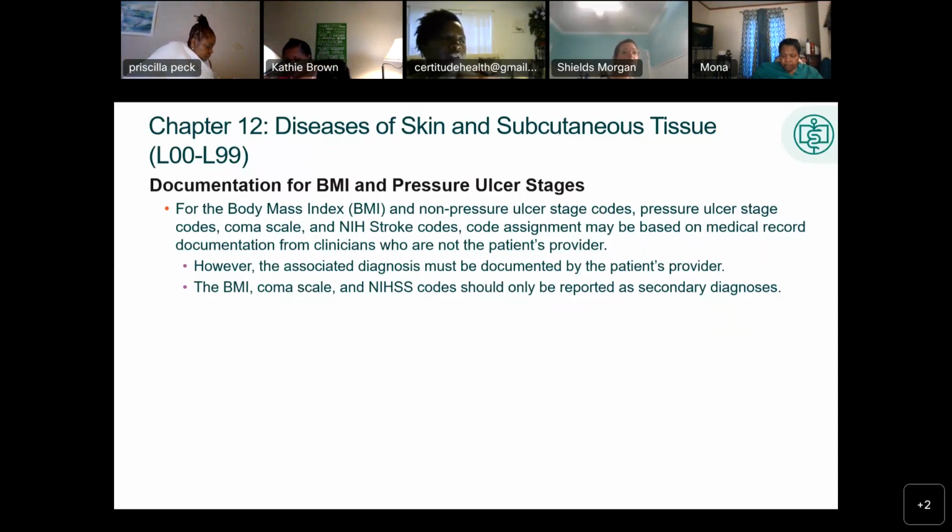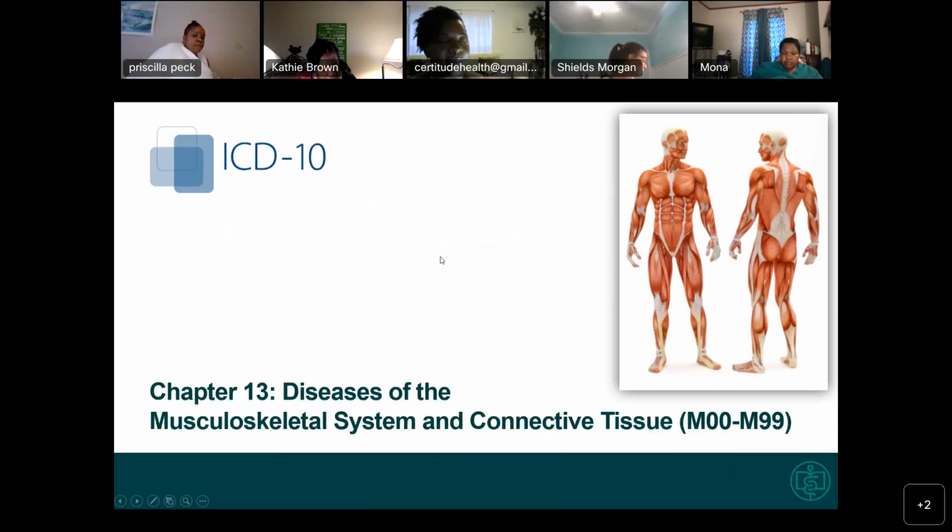So the BMI, coma scale, and NIHSS codes should only be reported as secondary diagnoses, but anytime it's pressure ulcer related, the pressure ulcer will be coded first. So that's chapter 12. More practice to come with that, but I do have 9 more guideline chapters to get through, and I think we can definitely do it in an hour.